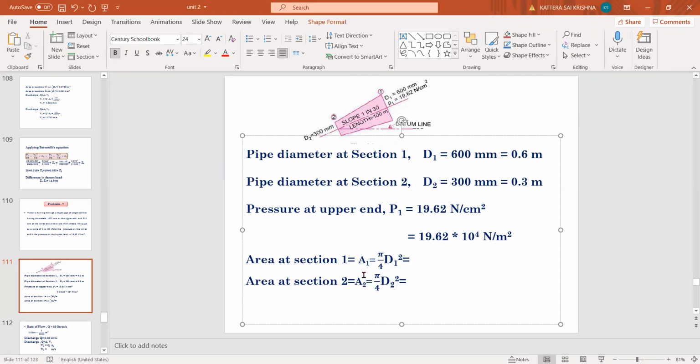Then find the area at section 1. A1 equals pi by 4 into 0.6 square, which gives 0.282 meter square. Next, find the area at section 2, A2 equals pi by 4 into 0.3 square, which is 0.0706 meter square.